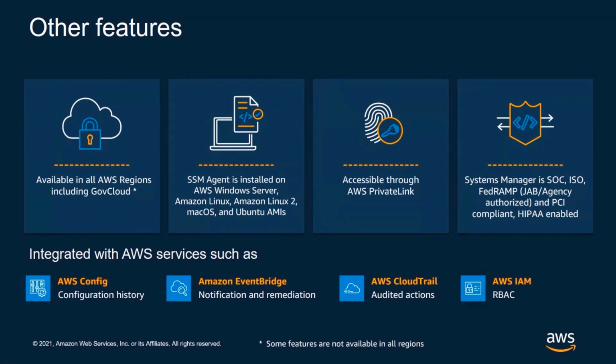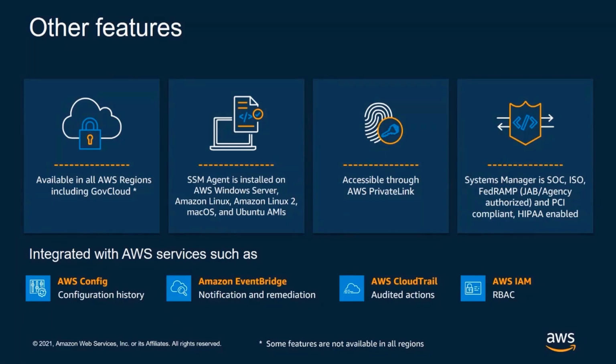Like I mentioned previously, you can stand up VPC endpoints, which leverage AWS PrivateLink in order to communicate directly with the service, so you no longer need internet access for your EC2 instances. And Systems Manager, like I mentioned before, has deep integration with other AWS services, such as AWS Config, Amazon EventBridge, AWS CloudTrail, and AWS IAM.